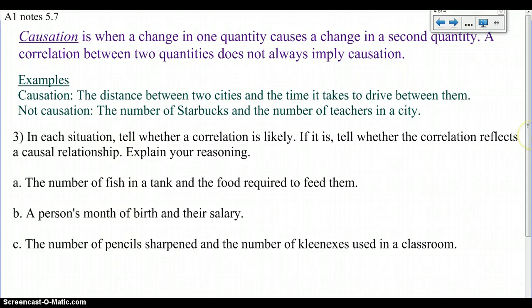So let's take a look at the examples you see below. Is a correlation likely in each of these? And if so, does it involve causation? Is there a causal relationship? And we'll explain the reasoning as well.